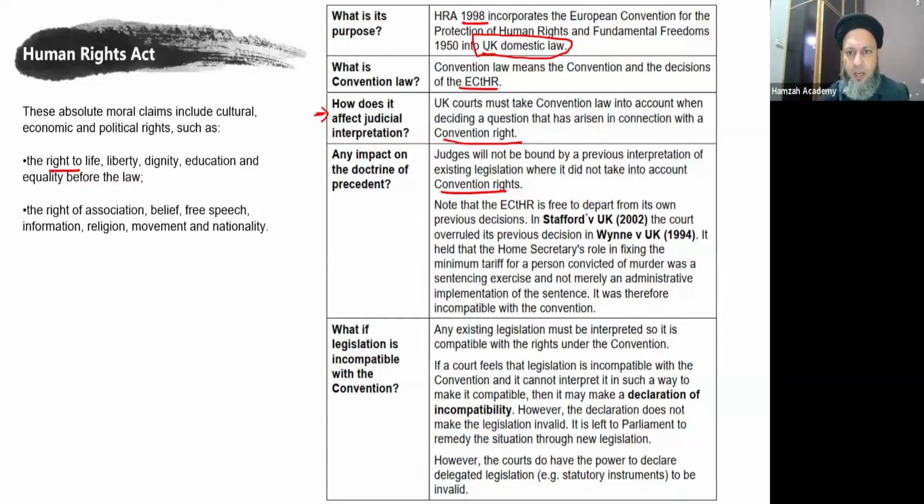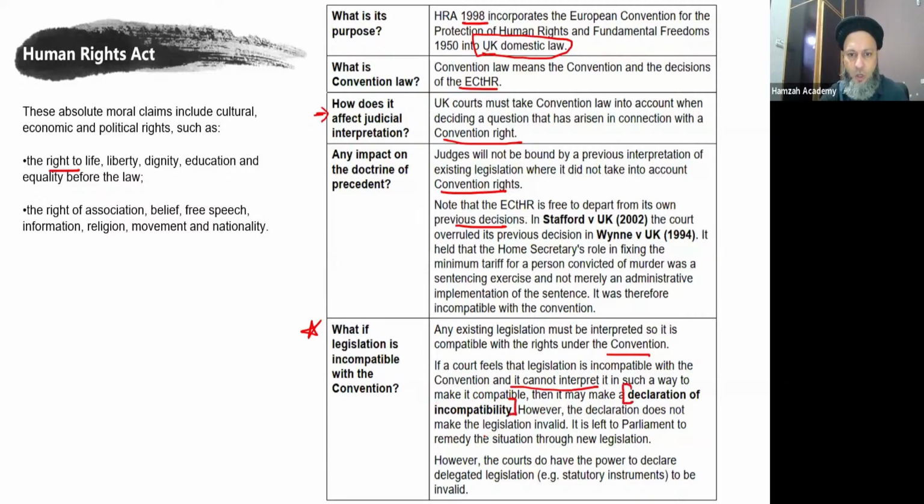The European Court of Human Rights is free to depart from its own previous decisions. That is the main idea here. And this is the most important from the exam point of view: what if a legislation in the UK is incompatible with the convention? Any existing legislation must be interpreted so it is compatible with the rights under the convention, if there is an existing one. If the court feels that legislation is incompatible with the convention and it cannot interpret it in such a way as to make it compatible, it may make a declaration of incompatibility.